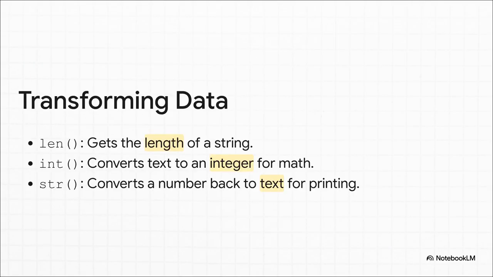Okay, this next part is absolutely crucial to understand. The input function always gives you back a string of text. Even if the user types the number 20, your program gets the text characters 2 and 0. So to do math with that age, we first have to use the int function to turn that text into a real number. Then after we add 1 to it, we have to use the str function to turn it back into text so we can print it out alongside other words. It's all about having the right ingredient for the right part of the spell.